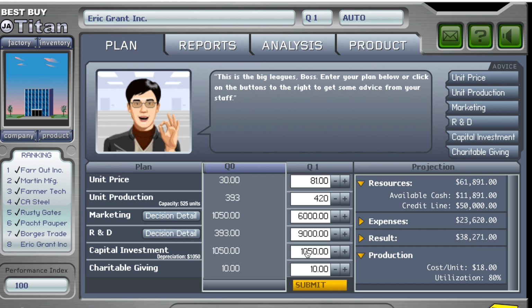And then on to capital investment. Since we want to save money where we can in our cost per unit, very early into high price it's very important to invest a lot of money into capital investment. And so I'm going to go with about 9,500 right there. And then charitable giving. Charitable giving's always a $9,999 thing. It's no question for that, because it's free marketing. And submit.